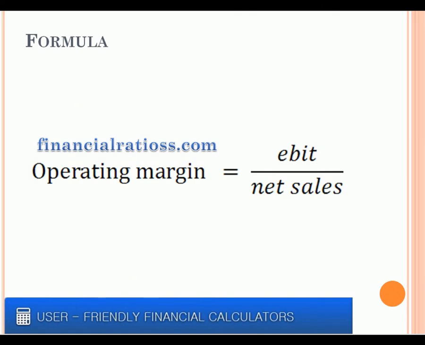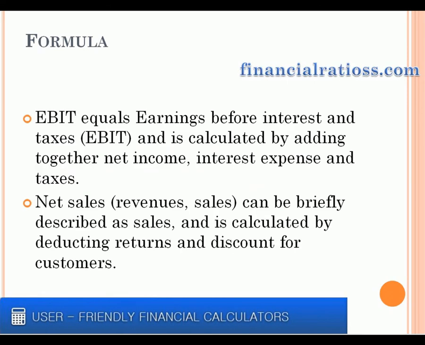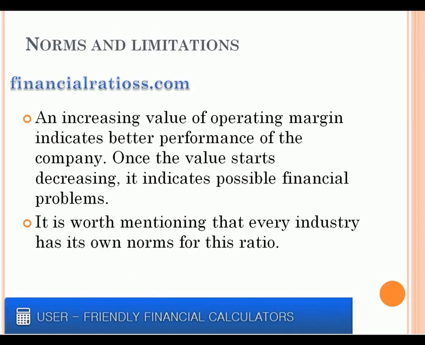In order to calculate the operating income margin, you must divide EBIT by net sales. EBIT equals earnings before interest and taxes, and is calculated by adding together net income, interest expense, and taxes. Net sales can be briefly described as sales and is calculated by deducting returns and discounts for customers.